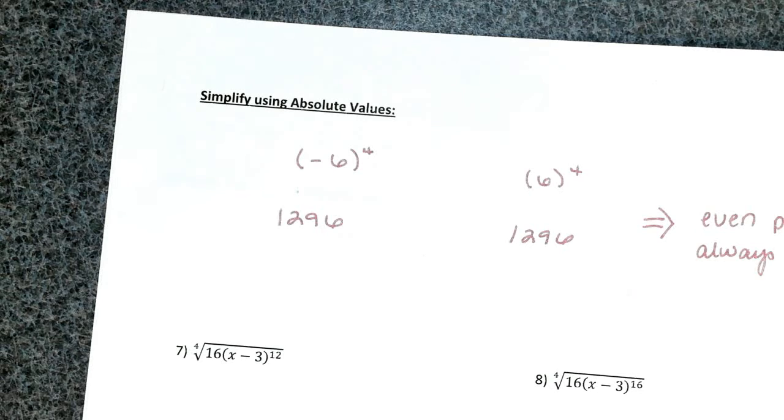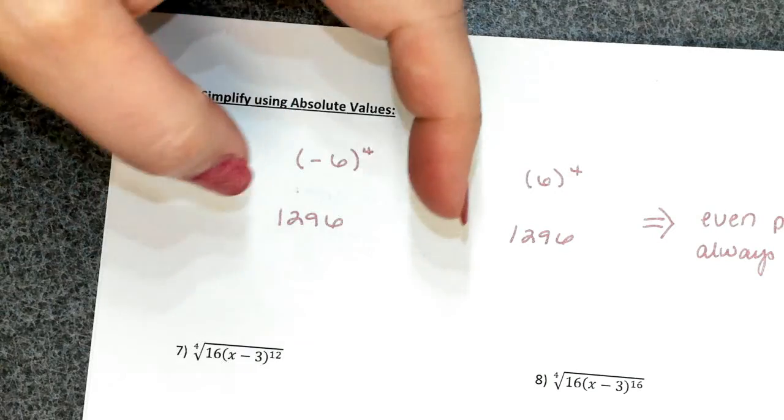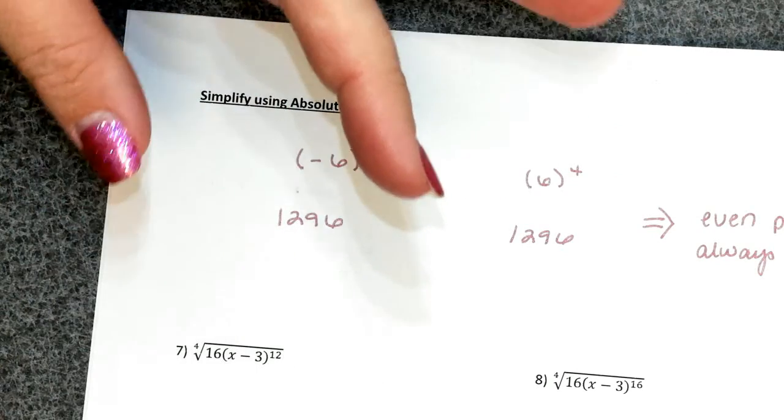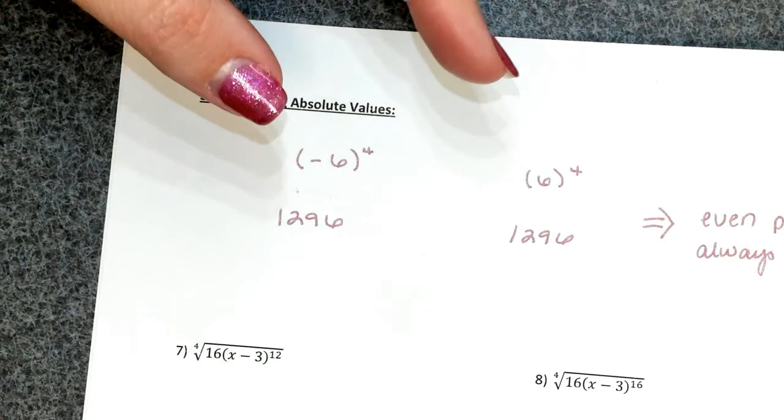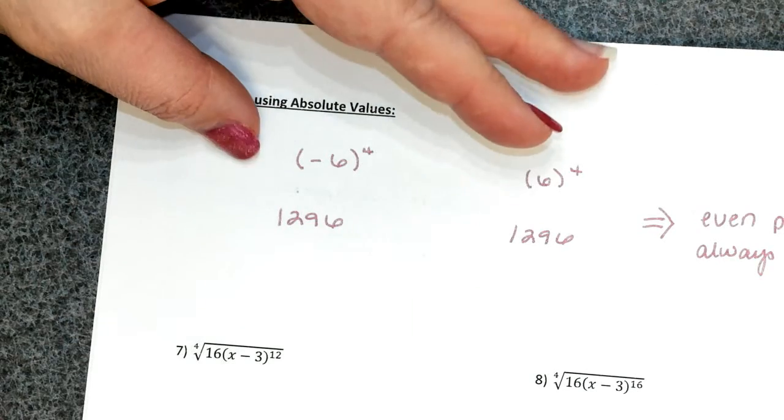Okay. Now, if it was taken to an odd power, like 3, that's when a negative sign can show up. Because negative 6 to the third power would actually be a negative number. Negative 6 times negative 6 is 36, times negative 6 is, I don't know, 216. So negative 216 would be your answer. Okay? Does that make sense? So if it's taken to an odd power, your positive and negative, it could be either one, depending on what you start with. But if it's raised to an even power, it's always going to be positive.